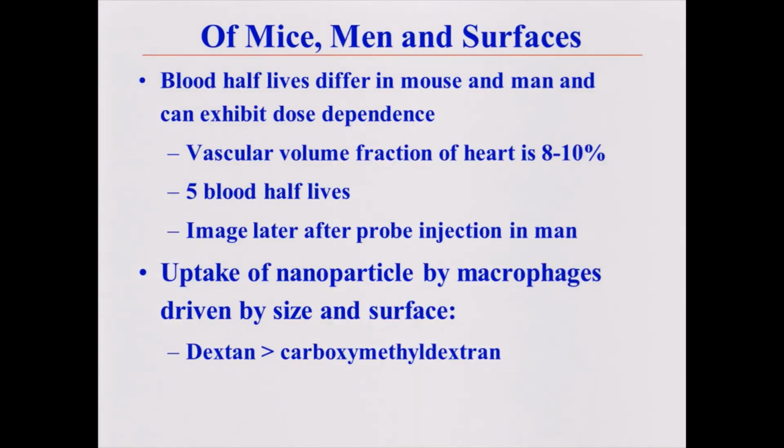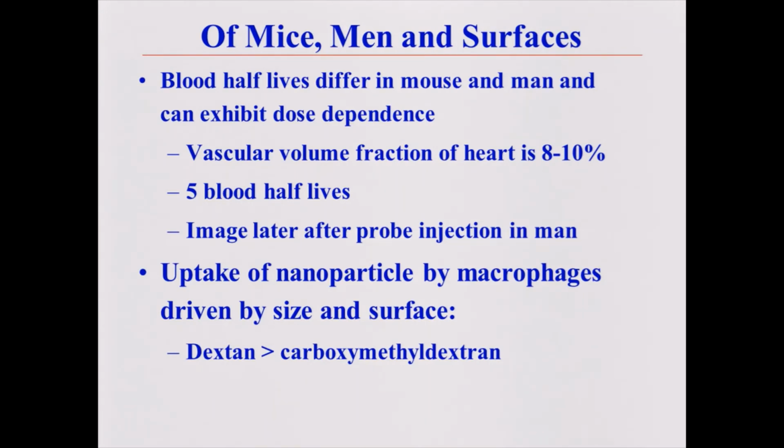Now, the work I showed you has all been preclinical. It's all been done in mice. And obviously, there's an interest in translating this into man. And just a couple of points to make there. The blood half-lives of nanoparticles in mice and men are very different. Mice have very high metabolisms, very highly active reticuloendothelial systems, and the blood half-life of nanoparticles in mice tends to be much, much shorter than it is in humans.